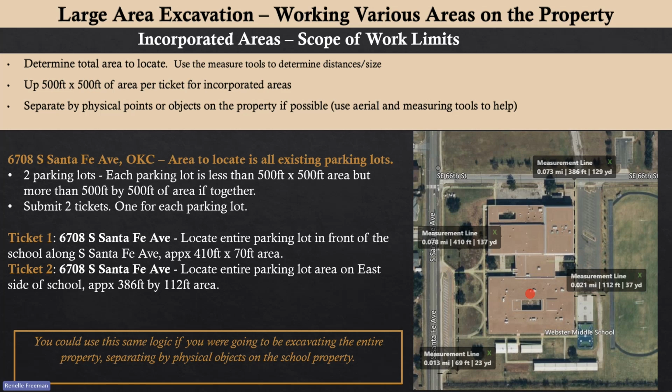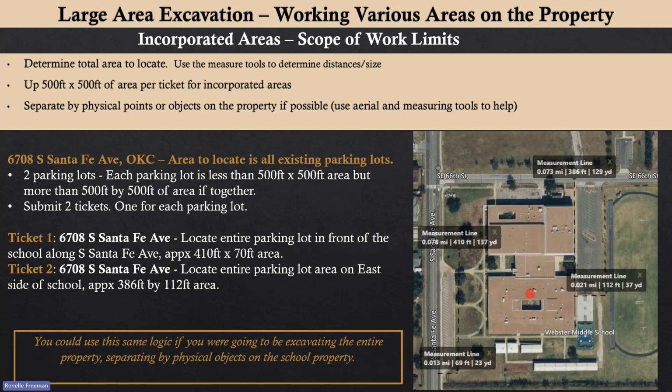So this example is 6708 South Santa Fe Avenue. And let's say we want to locate all of the existing parking lots because we're going to be demoing them and redoing them. So we can see on the map here, there's 2 parking lots. There's one right here on the west edge of the property, and then there's one over here on the northeast edge of the property. Both of those parking lots are less than 500 foot by 500 foot area, but more than 500 foot by 500 foot if they're together. So we're going to submit 2 tickets, and that just keeps it simple in separating the job.